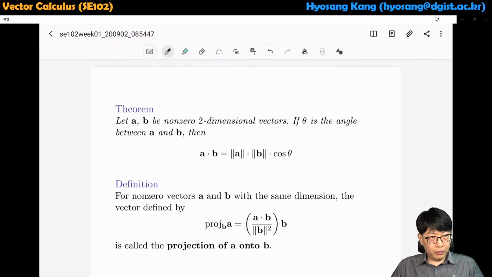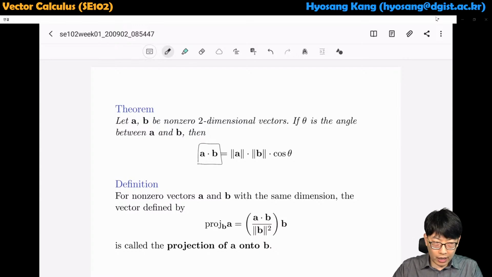Okay, so this is the most important theorem of vectors. Let's take two-dimensional vectors A and B, and let's say theta is the angle between A and B. It could be the small angle or the larger angle, it doesn't matter. If you take the inner product of A and B, it is equal to the norm of A times the norm of B times cosine theta. There is an easy way to prove this theorem.